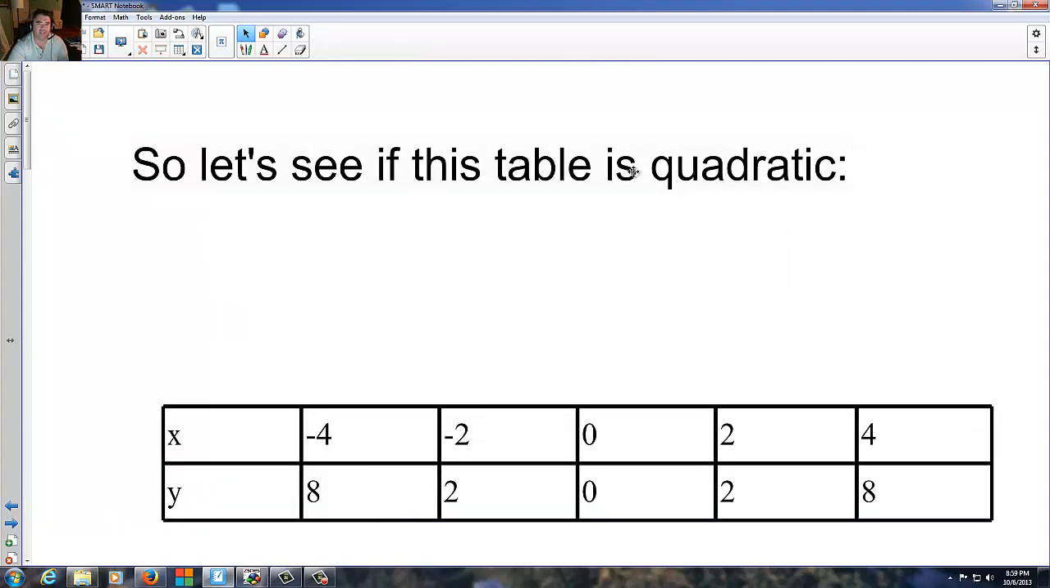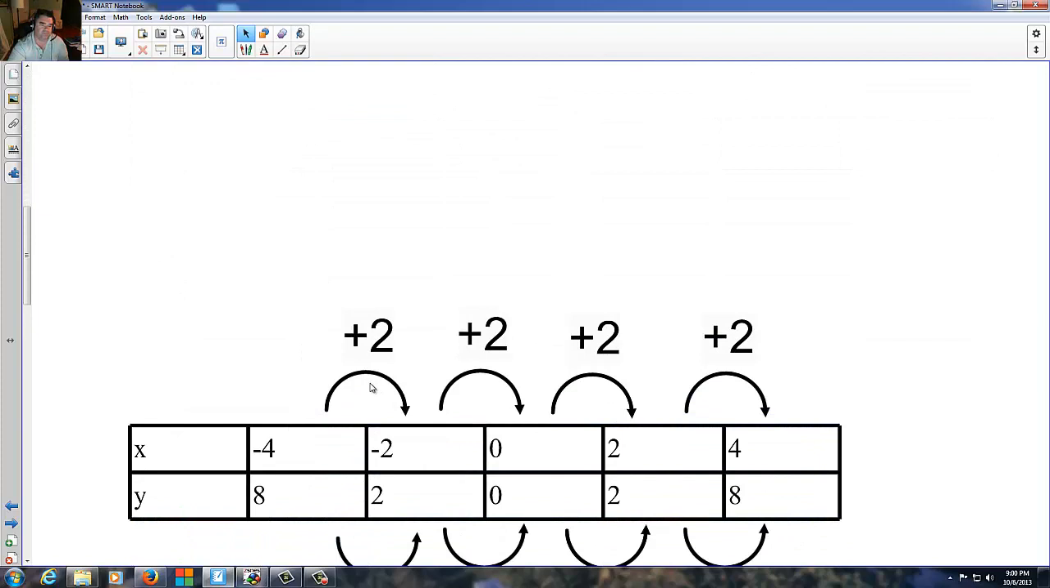So let's see if this table is quadratic. So you have x is negative 4, negative 2, 0, 2, and 4, and y is 8, 2, 0, 2, and 8. So I want you to determine, or we can work on it together, whether or not this is a quadratic equation based on the table. Let's take a look. Measuring the x values, you notice that they increase by 2 every time. Now whether it's by 1, 2, 4, or a million makes no difference. I simply wanted an even increase every time. The number that it was doesn't matter.